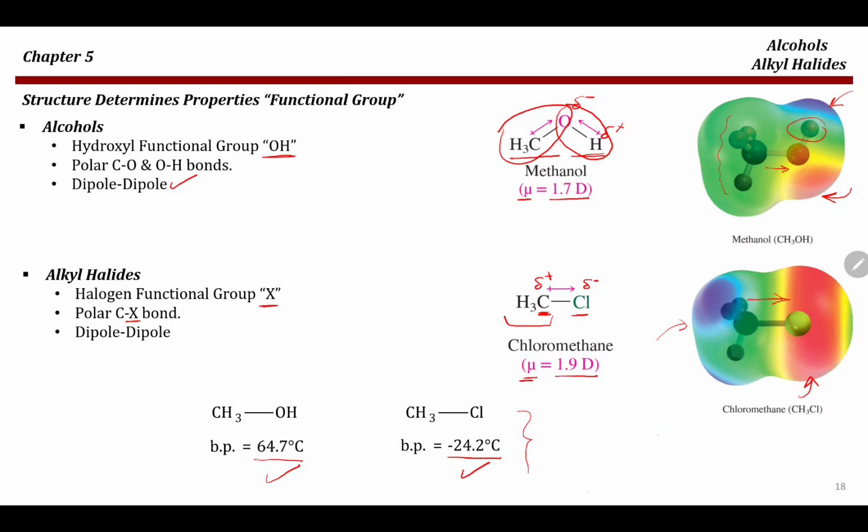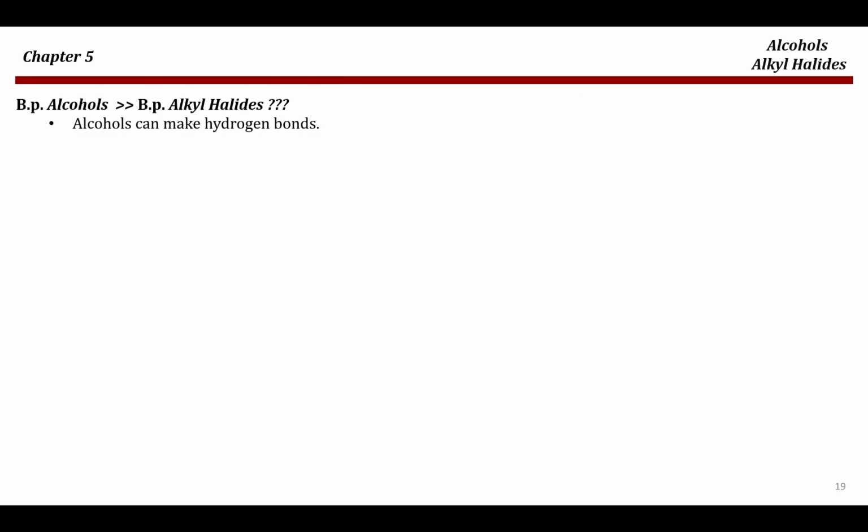What it's telling us is that bond polarity or molecular polarity is not the only factor. It is one factor, but there is another factor. So it's not the only factor which affects the boiling point. So what is the main factor which is leading to this result? What is the main factor which makes alcohols have higher boiling points than alkyl halides?